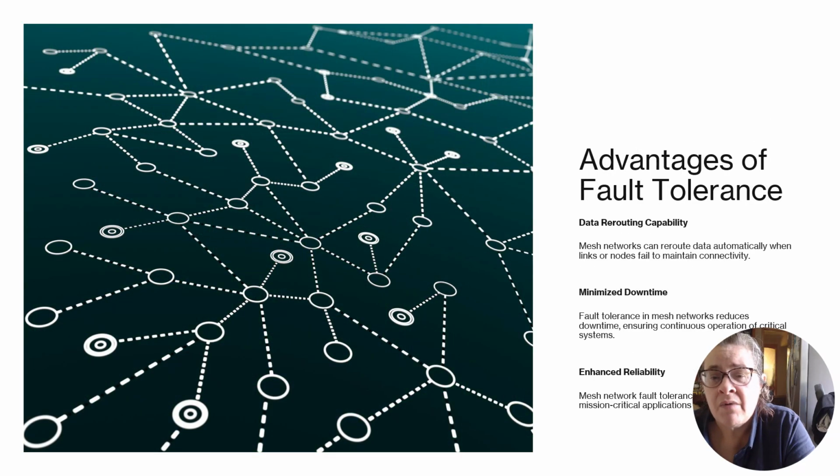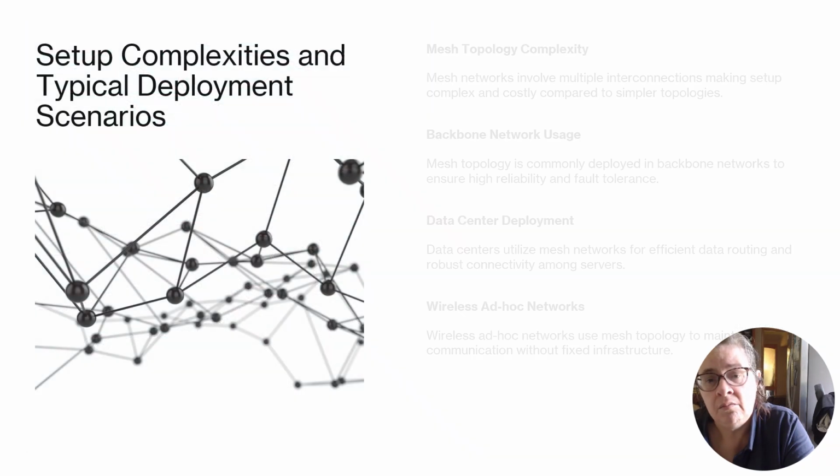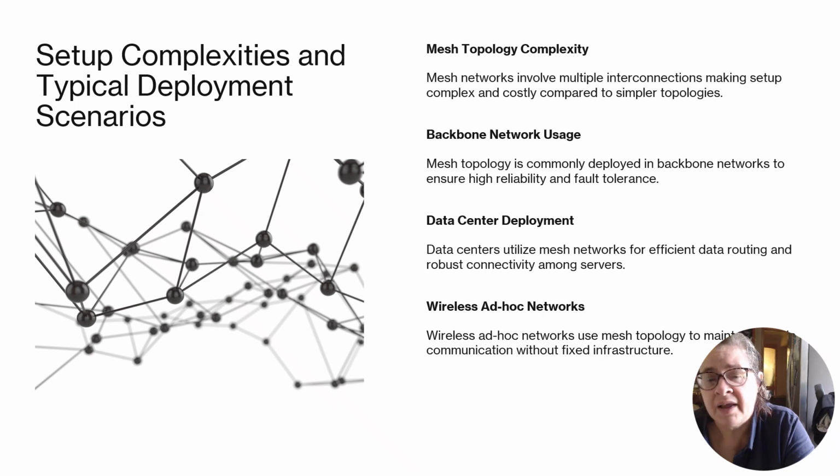Mesh networks can reroute data if links or nodes fail, minimizing downtime, enhancing reliability for mission-critical systems. Mesh topology is complex and expensive to implement, often used in backbone networks, data centers, and wireless ad hoc networks where reliability is paramount. Yeah, so look, I think financial institutions would probably have mesh at least of some description. A lot of other places, either full mesh or even just as a backbone, they would have this sort of thing.